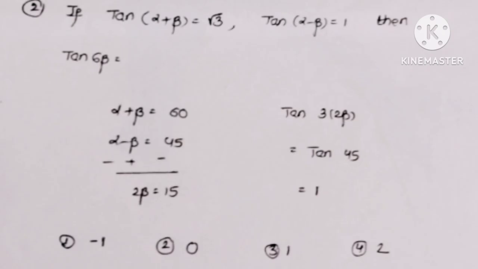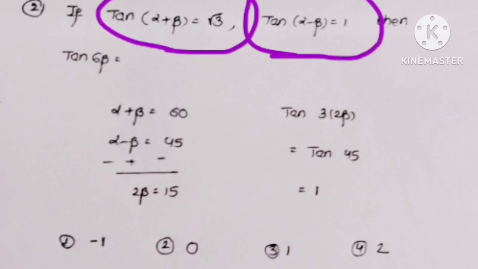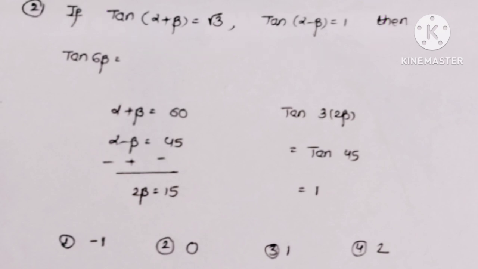Okay, so the next problem. If tan of alpha plus beta is equal to root 3 and tan of alpha minus beta is equal to 1, then what is the value of the tan of 6 beta? Okay, so see here, tan of alpha plus beta is equal to root 3 means this root 3 is nothing but tan 60. Okay, in place of root 3 first I am taking tan 60.